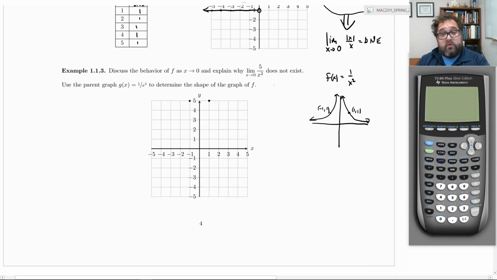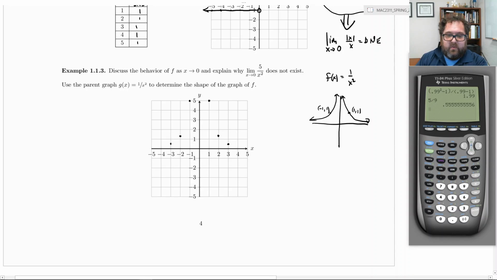Now if you plug in 2, what would you get? You get 5 over 4, which is 1 1/4. So it's about right there. Plug in negative 2, you get the same thing, about right there. You plug in 3, you get 5 over 9. What's 5 over 9 approximately equal to? It is approximately equal to about a half. So yeah, we could get a couple of values.